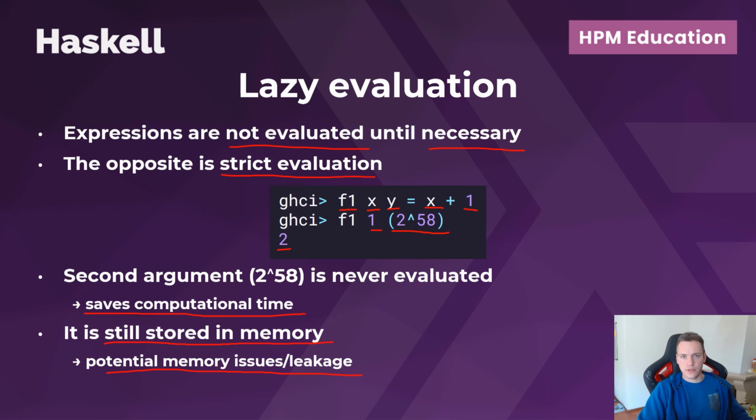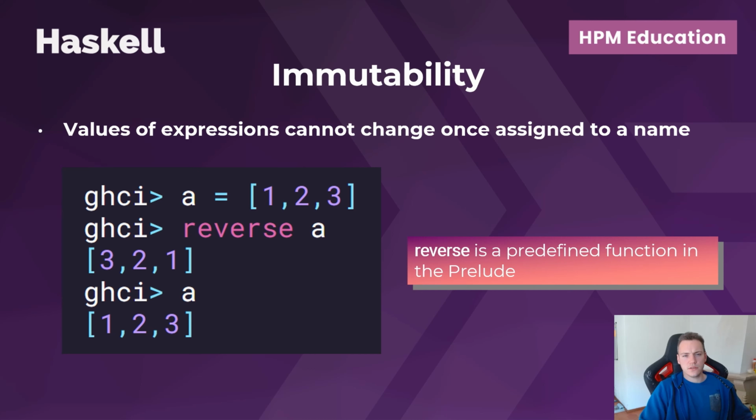Immutability is a very important concept in Haskell and in functional programming, and it means that values of expressions cannot change. Basically, everything in Haskell is immutable, which means once it's assigned, it cannot be changed in memory. This is the opposite of most imperative languages where we can mutate a value of a variable in memory. In Haskell, we cannot do that.